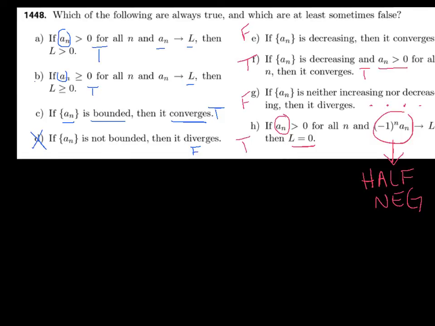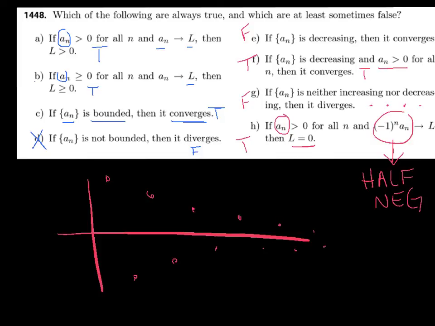I said the limit would equal 0. We've got half the terms above the x-axis, half below. Most alternating series behave in this sort of fashion, although this one's not guaranteed to necessarily do this, but I'm picturing one that funnels right towards the x-axis and has a limit of 0.